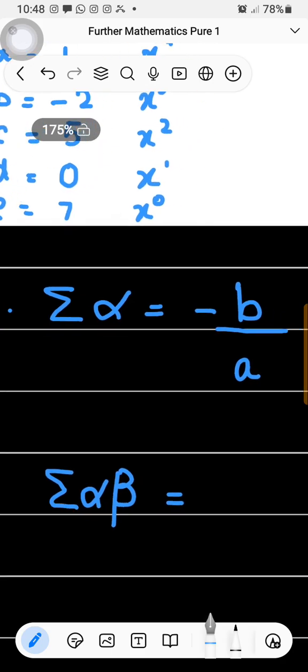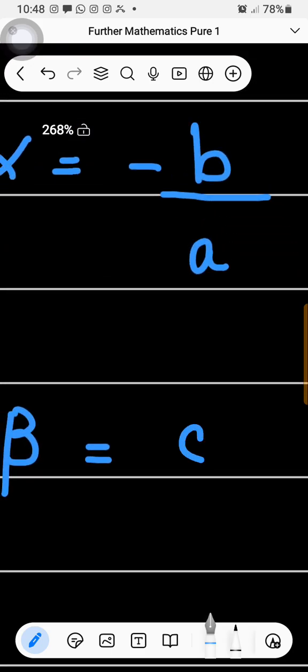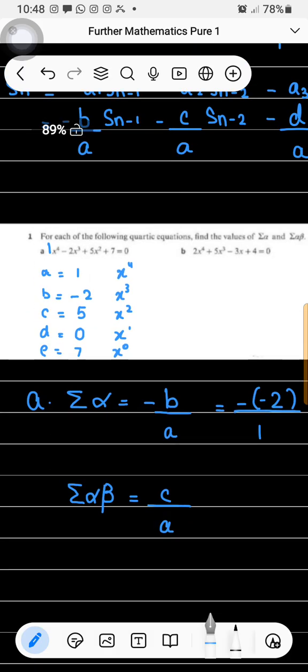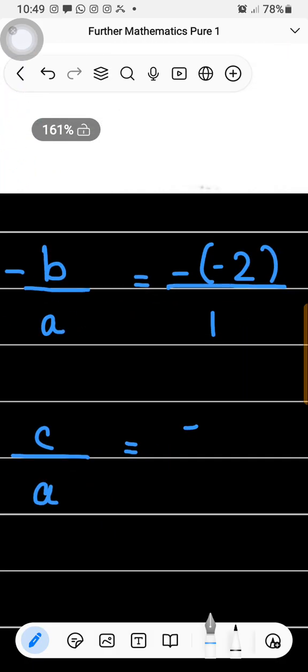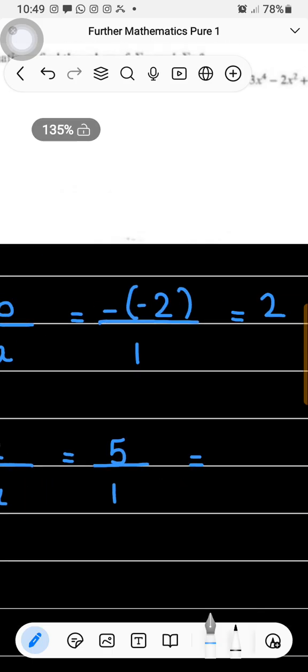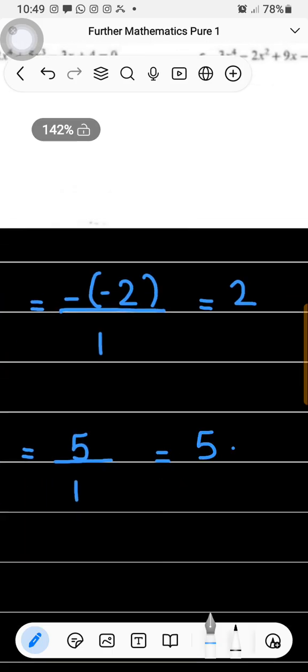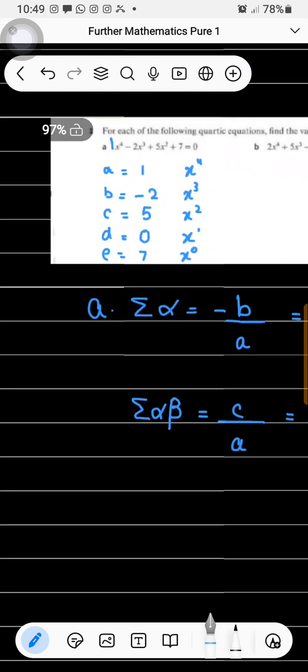Sum of alpha beta, the formula for alpha beta is c upon a. What is c? C is 5 and a is 1. So it will be 5 upon 1. So the final answer will be 5. Then we will do part B.